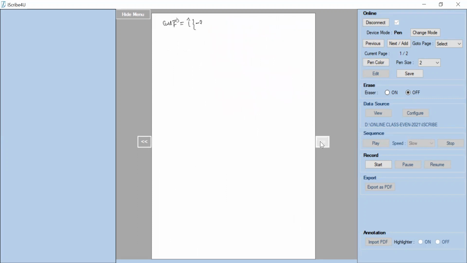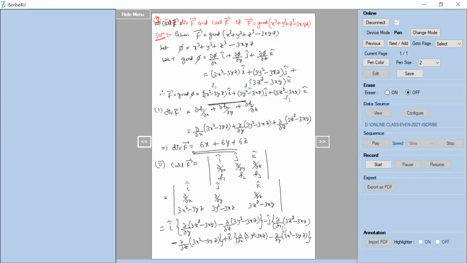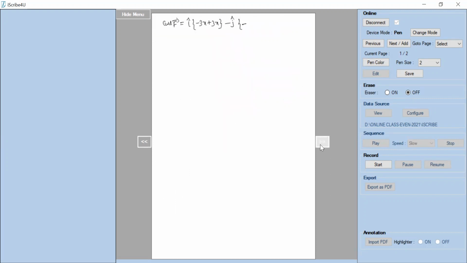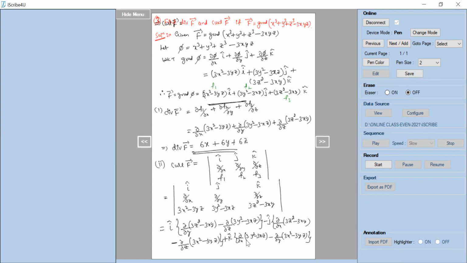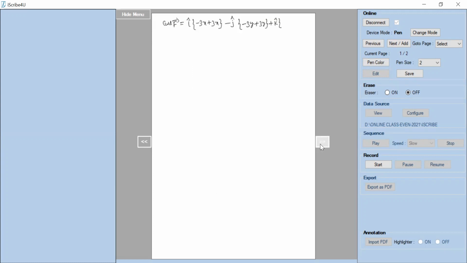The next term is minus 3x plus 3x, minus j cap into ∂/∂x of this, which is minus 3y here, then minus, with respect to z, minus 3y, minus into minus plus 3y. So it is minus 3y plus 3y, then plus k cap into, with respect to x, this is minus 3z, and with respect to y, minus of minus plus 3z, minus 3z plus 3z.